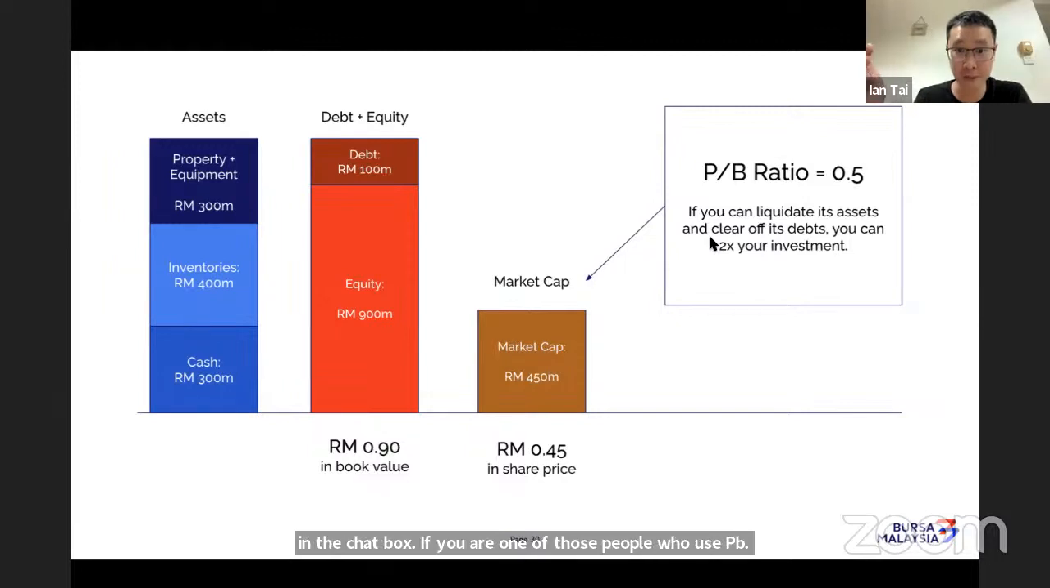Type in PB. If you are one of those people who don't use PB ratio, just type in no PB. Let me take a look. Okay, so Jason Wong says no PB.